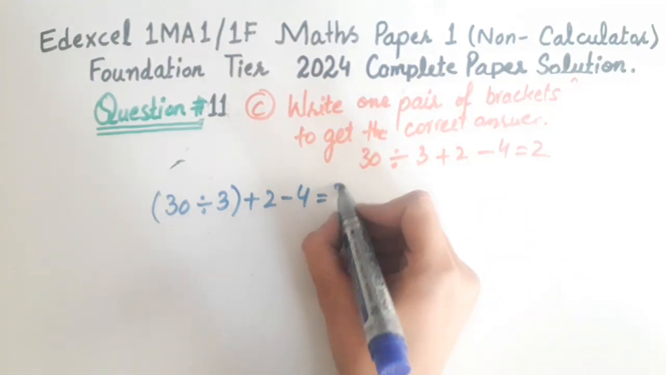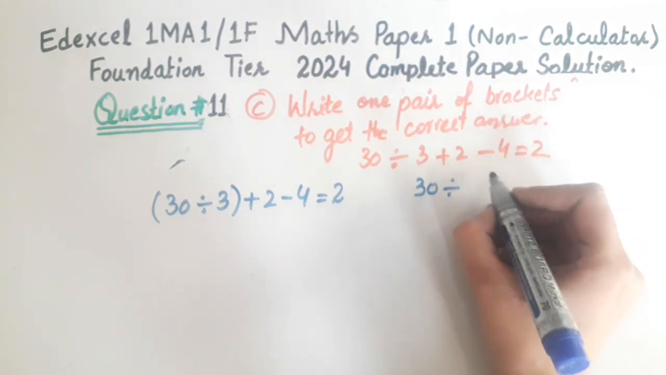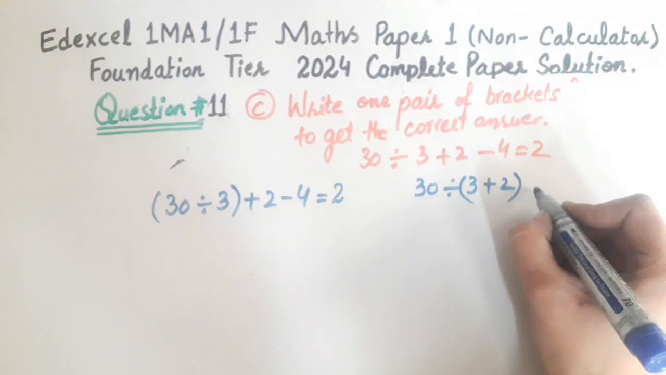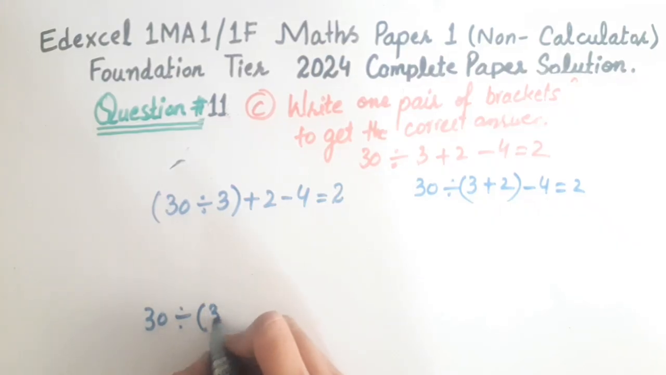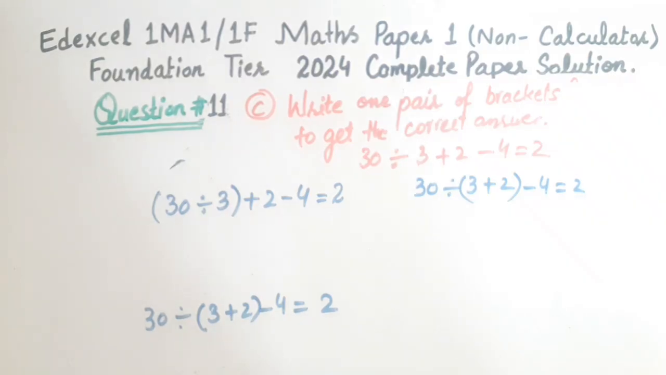The other one is 30 divided by 3 plus 2, take this in brackets and then minus 4 equals. And the third possibility is 30 divided by 3, plus 2 minus 4 in brackets, equals 2. Now we will solve this.